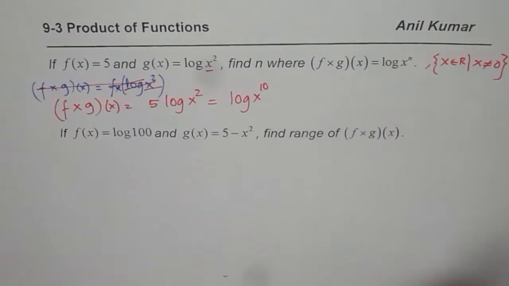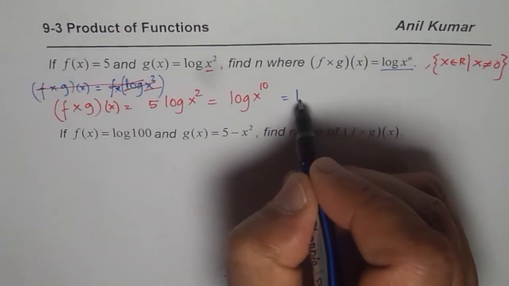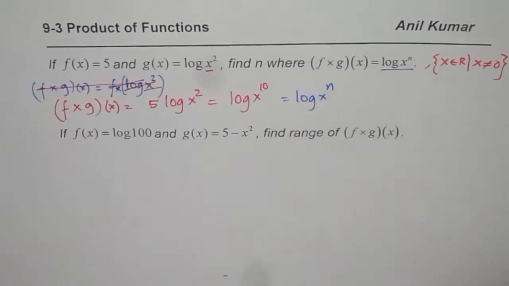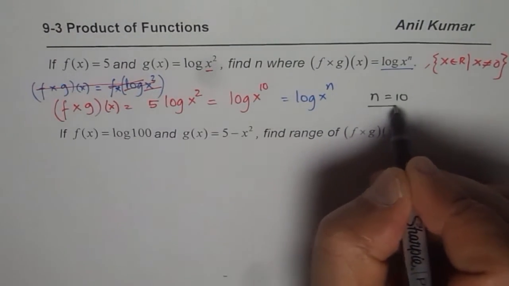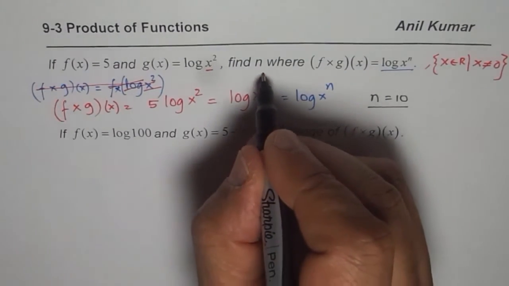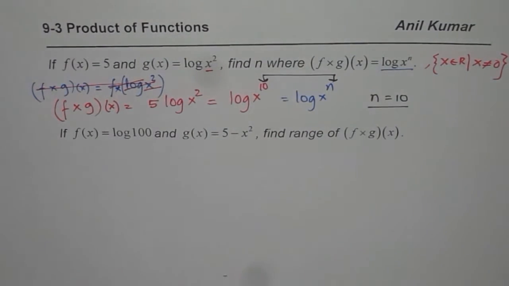Now we are given that their product is equal to log of x to the power of n. And now we can write our answer: n should be equal to 10. So that is the solution. I hope that's clear, right? So these values we just match. So that is how we should solve this question.